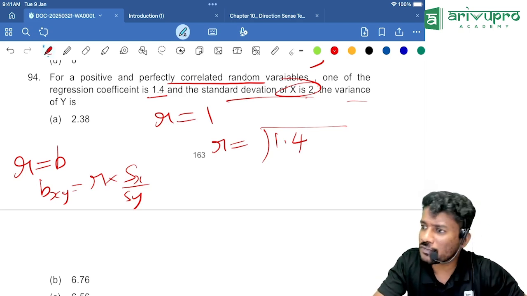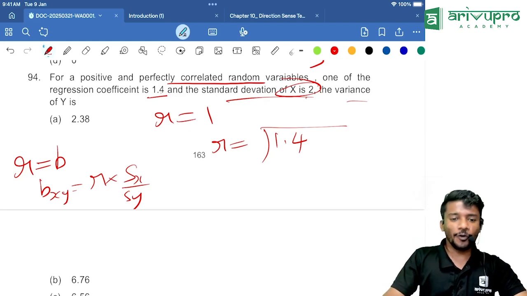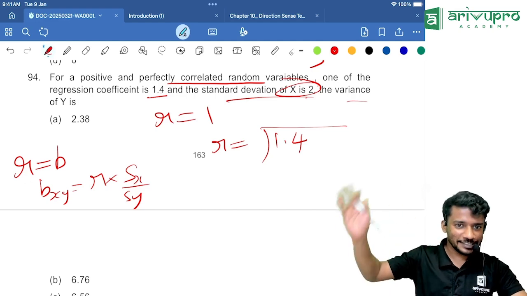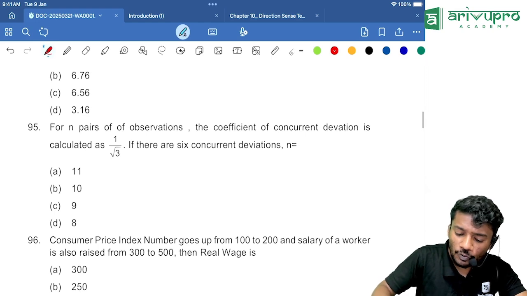From that, can you find variance? If you find the standard deviation of x, can you square it and find the variance? Yes, you can do that. Okay, I am telling you, revise the formulas again and again. Okay, yes. Now, what is the answer?